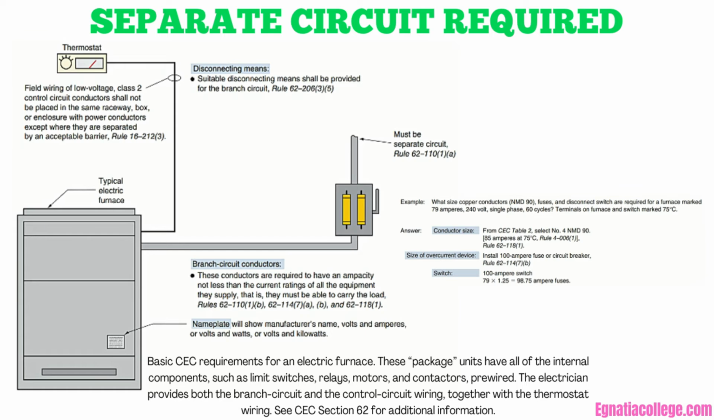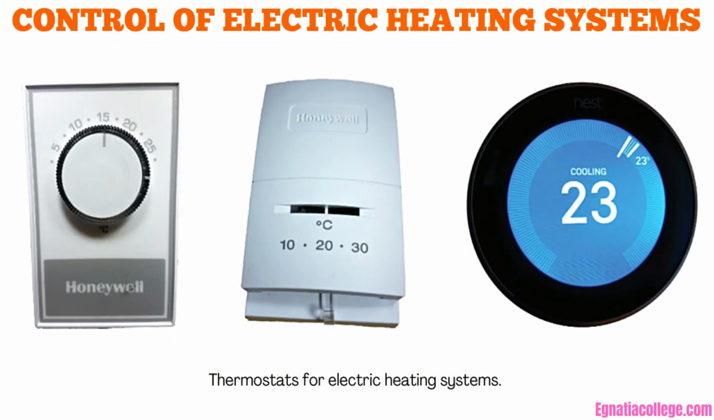The separate circuit rule is due to the possibility that if the central heating equipment was connected to another circuit, such as a lighting circuit, a fault on that circuit would shut off the power to the heating system. This could cause freezing of water pipes. A disconnecting means must be provided to open all ungrounded conductors to the central heating unit. This disconnect must be within sight of and no farther than 9 meters from the unit, Rule 62-206-5.